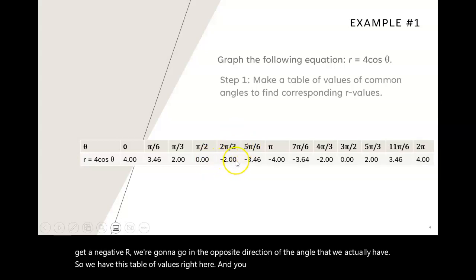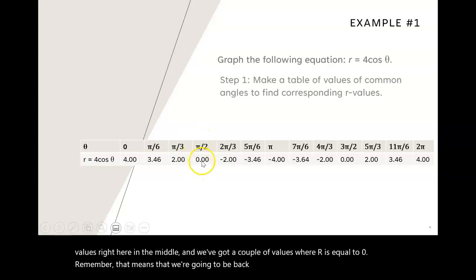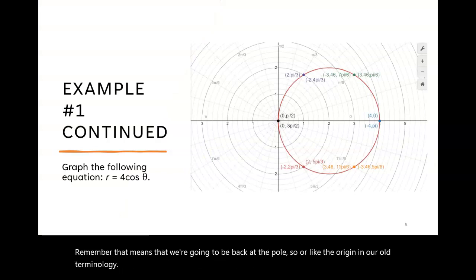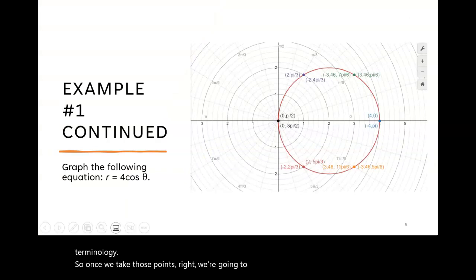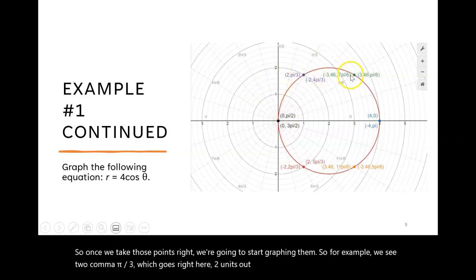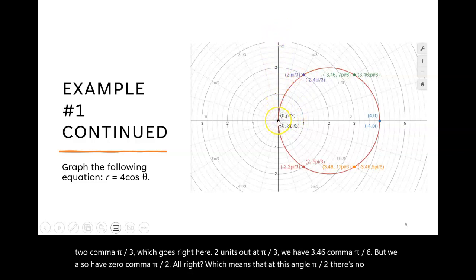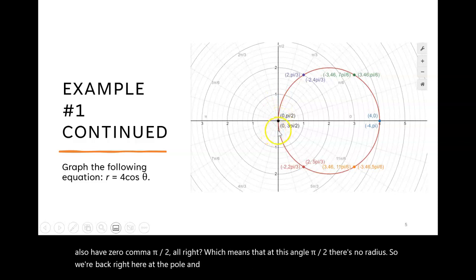You'll notice that we've got a bunch of negative values in the middle, and we've got a couple of values where r equals 0. Remember, that means we're going to be back at the pole, or the origin in our old terminology. Once we take those points, we're going to start graphing them. For example, we see (2, pi over 3), which goes right here, 2 units out at pi over 3. We have (3.46, pi over 6). But we also have (0, pi over 2), which means that at this angle, there's no radius, so we're back right here at the pole. And we also have a similar point at (0, 3 pi over 2).